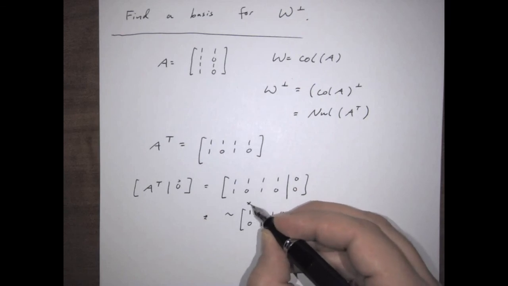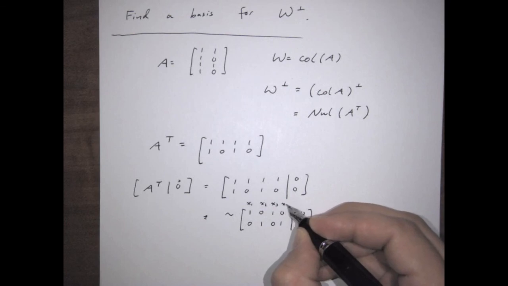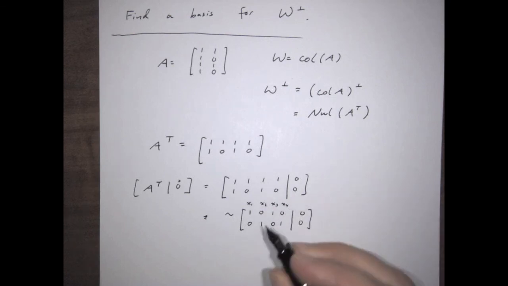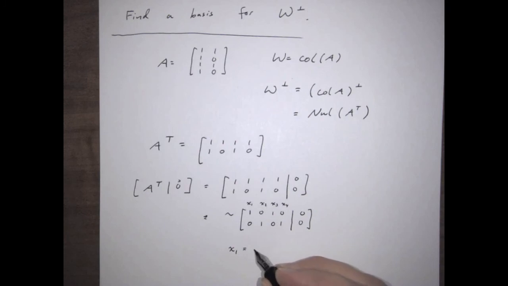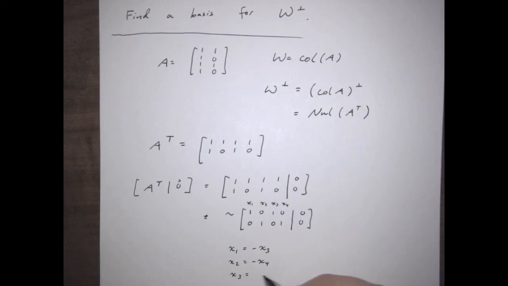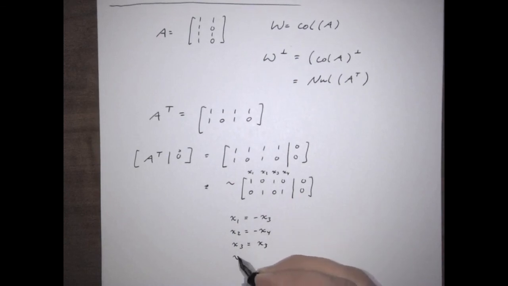But now let's think about where this leaves us. This is, of course, x1, x2, x3, and x4. And so x1 and x2 are both basic variables. x3 and x4 are both free variables. So x1 is going to equal negative x3. x2 is going to equal negative x4. x3 is going to equal x3, the free variable. x4 is going to equal x4.